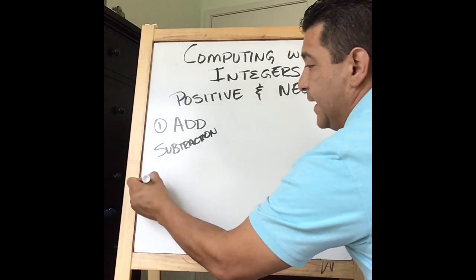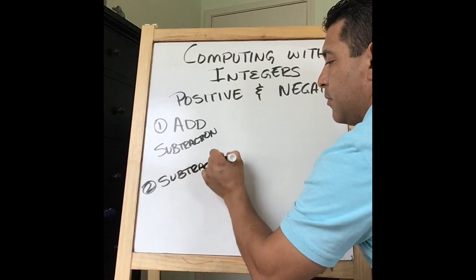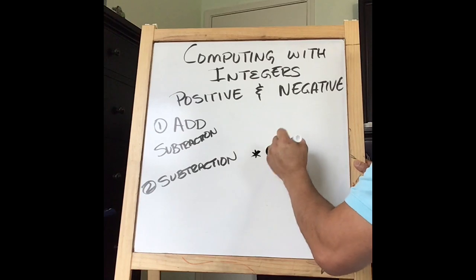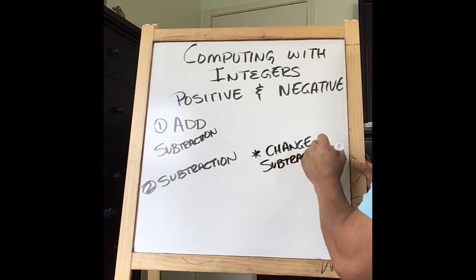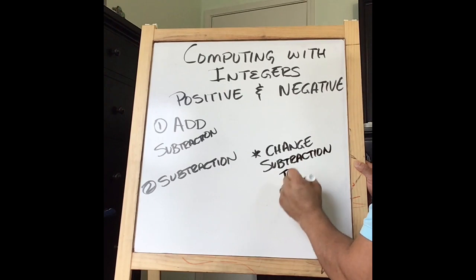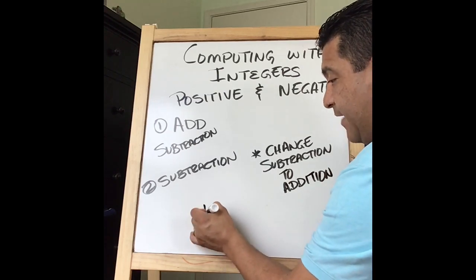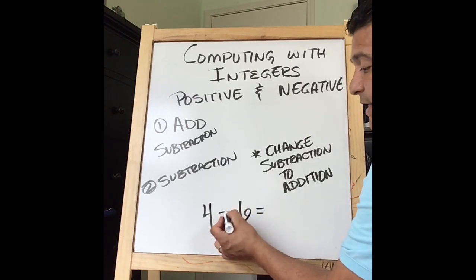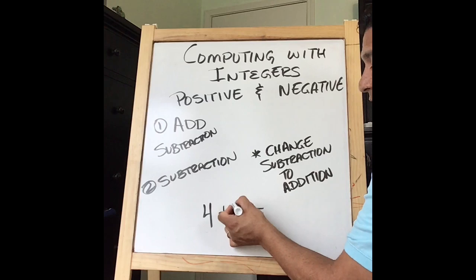So, rule 2, if we are subtracting numbers, okay, what are we going to do? We're going to change the subtraction. Let's make this a little note. Change subtraction to addition. Okay, so what do I mean? If I had 4 minus 6 is equal to, okay, I'm going to change the subtraction to addition, and I'm going to change the sign of the second number.